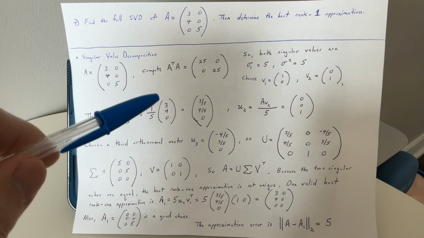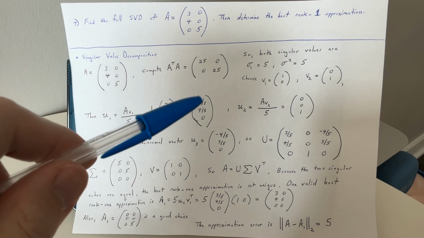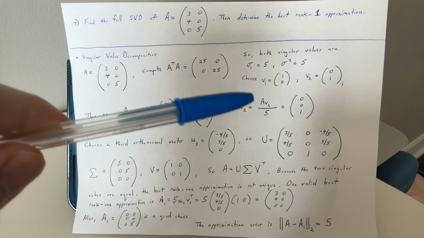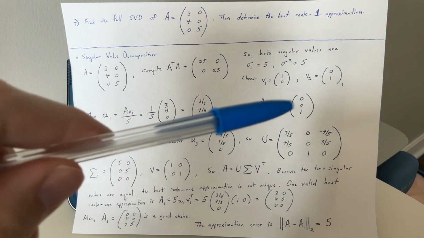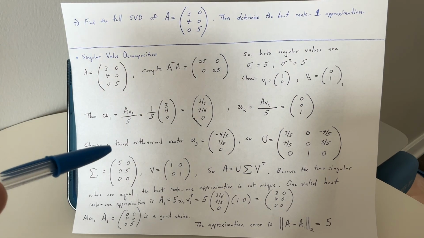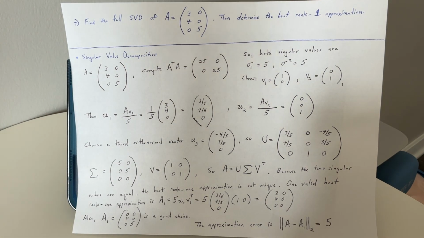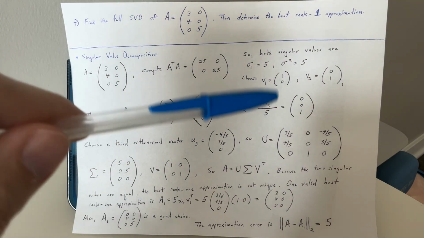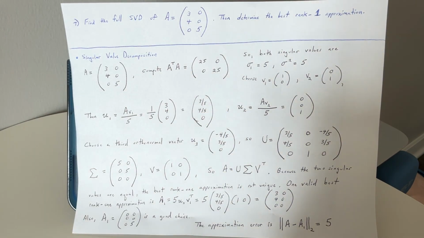And that's going to be 1/5 times this column 3, 4, 0, which is going to give us 3/5, 4/5, 0. U sub 2 is A V sub 2 over 5, which is going to equal the column 0, 0, 1. So if we choose a third orthonormal vector, U sub 3, that equals this column, negative 4/5, 3/5, 0. So from there, U is going to equal the following matrix. First row, 3/5, 0, negative 4/5. Second row, 4/5, 0, 3/5. Third row, 0, 1, 0.